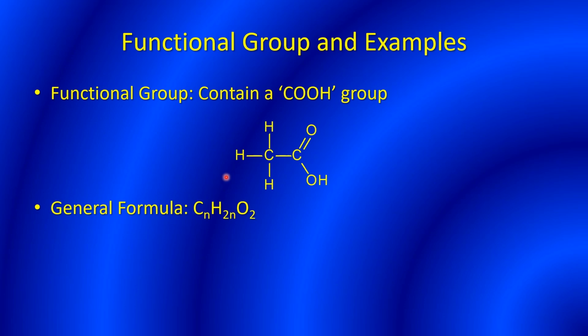The general formula for the carboxylic acids is CnH2nO2. So in this example here, we have two carbons, so n is 2. We have 4 hydrogens, so 2 times 2 is 4, and we have those 2 oxygens.